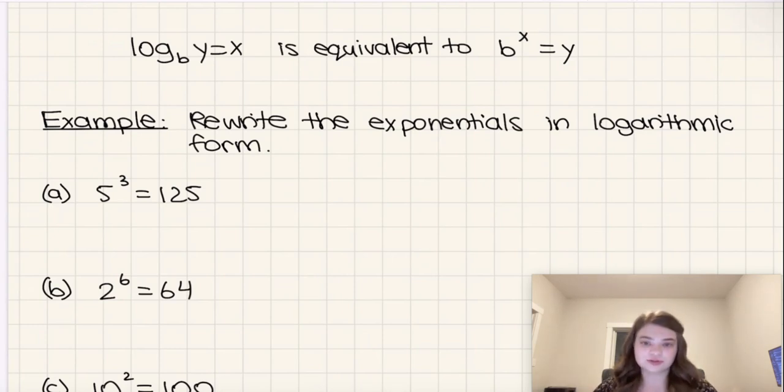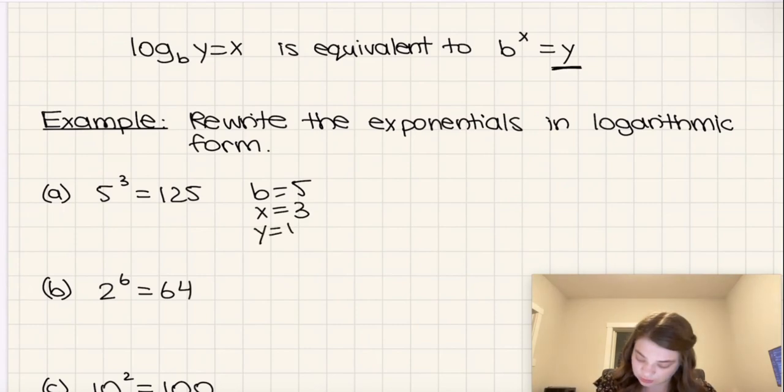So let's start with the first one. In this case, b, the base, is 5, so b equals 5. x, or the exponent, is 3, so x equals 3. And then y, the answer, is 125. And so all we need to do is plug these values into the logarithmic form to get our answer.